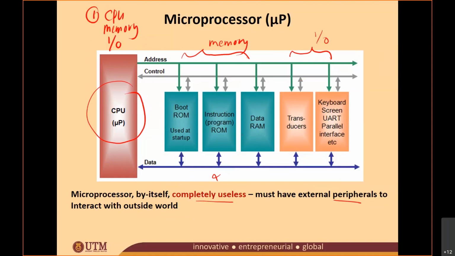Okay, that is a microprocessor. Okay, only consists of CPU sahaja, tak ada memory, tak ada I/O. Macam mana nak jadikan one complete system? Kamu kena beli another chip, okay, which is a memory chip as well as the I/O peripheral chip, and sambungkan dia kepada kamu punya microprocessor tadi.